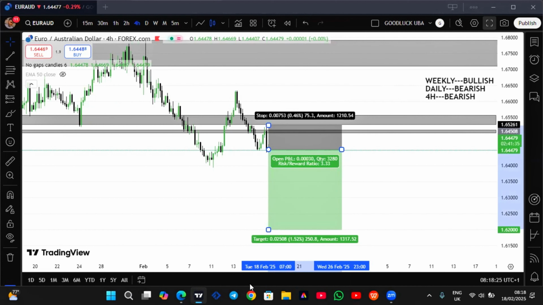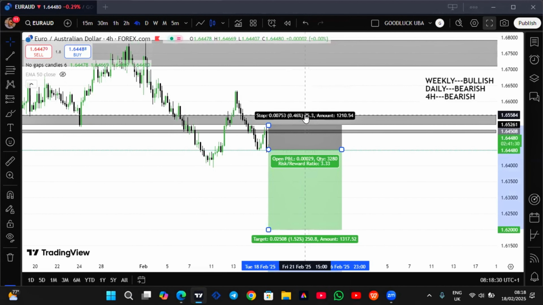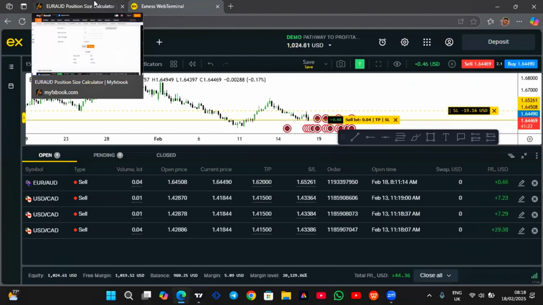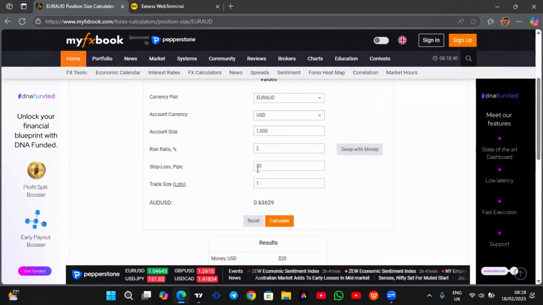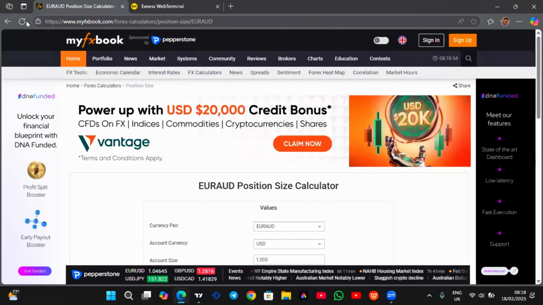Bro, I'm risking 75 pips. I just see the stop loss is 75 pips. Why? The reason why I'm risking 75 pips is because of this position size calculator. I inputted 70 pips here, bro. And you told me to use 0.04, that if my stop loss is 70 pips, I'm going to lose 20 USD. This calculation is wrong. Okay, let's try to refresh.